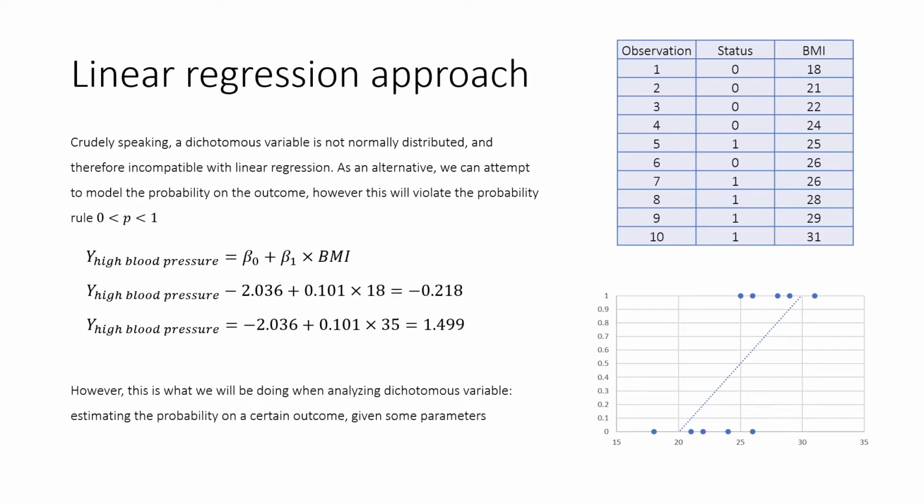So although this doesn't work in the sense of linear regression, this is what we will be doing with logistic regression. What we will be doing is modeling the probability that some outcome occurs, given some parameters. But how we do that, we will discuss now. So this way it doesn't work. So what do we have to do?